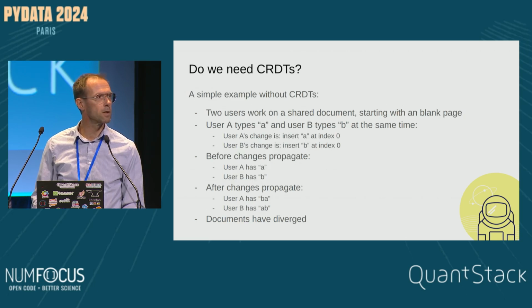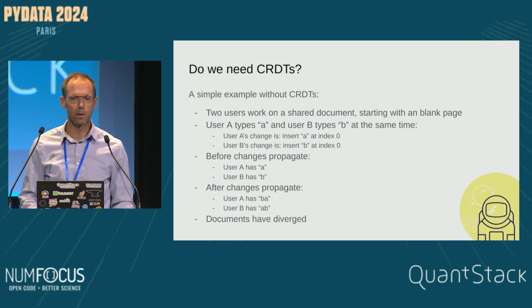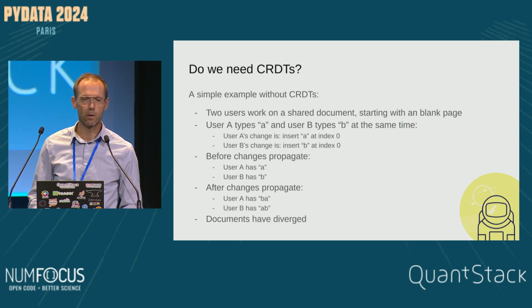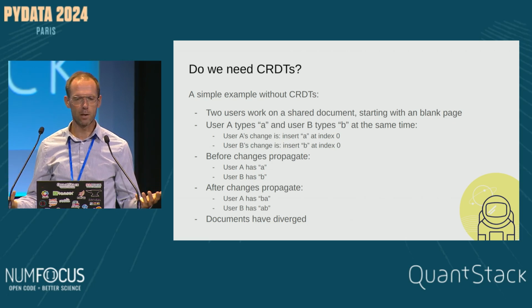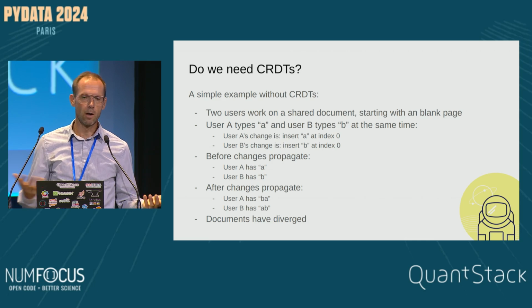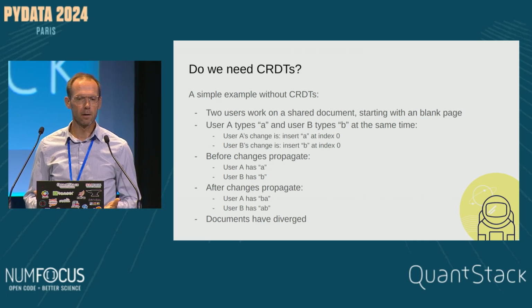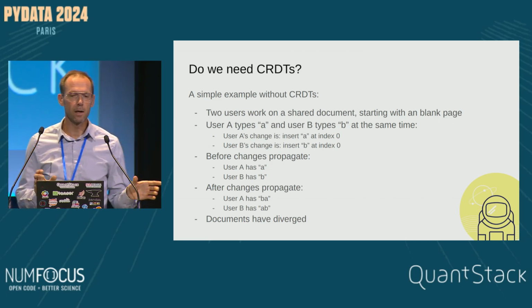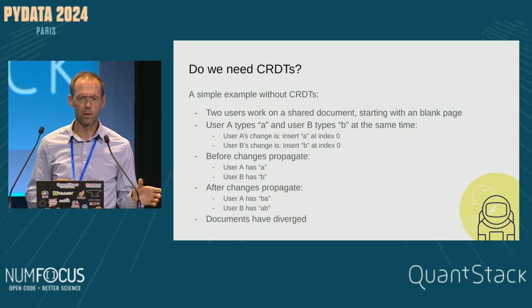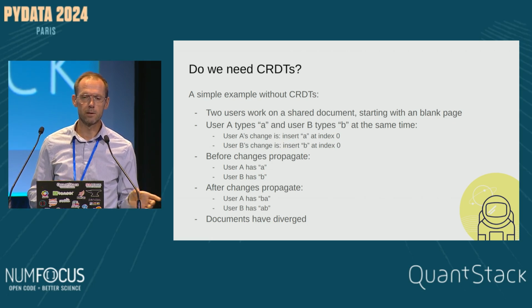Do we need actually CRDTs? Maybe we are not convinced. But let's look at this simple example. We start with two users who work on the same shared document, starting with a blank page. So let's imagine a text editor. One user types A, the other user types B at the very same time. So the event is insert A at index 0 for user A. For user B, it's insert B at index 0.